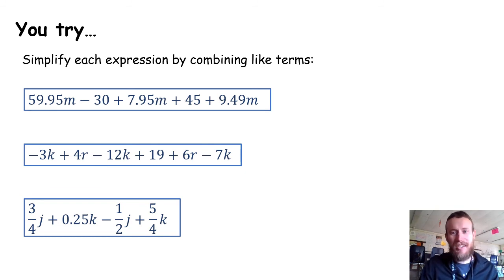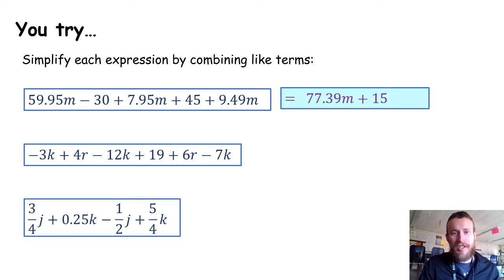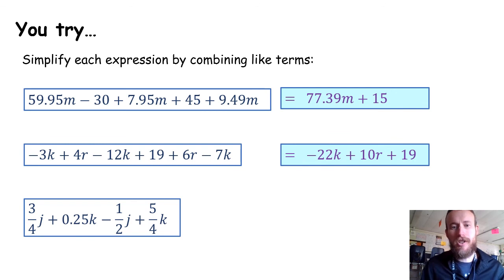Sorry about that interruption. First expression, I don't show the grouping here, so I skipped that step so that you would hopefully write that, but when we add the three terms with m in them, we're going to get 77.39m plus 15. Second expression, the answer would be negative 22k plus 10r plus 19, so there's three different types of terms there. There's r terms and k terms, and then the 19, which is a constant term, so we can't combine those further.